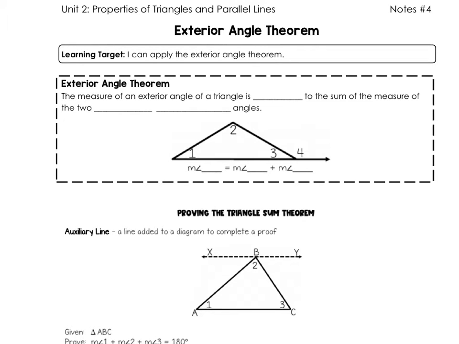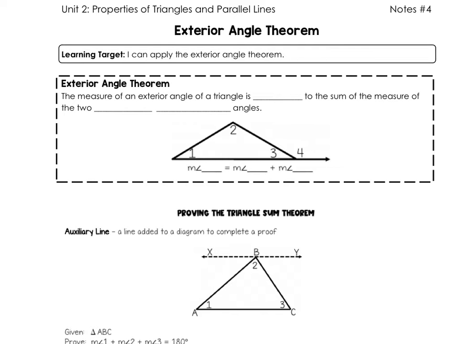Hey everyone, today's lesson from Unit 2 is about the exterior angle theorem. We are going to review the triangle angle sum theorem, and then we'll go on and discuss the relationship between sides and angles in a triangle.